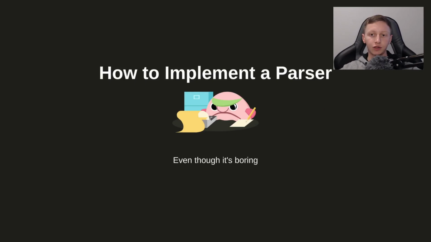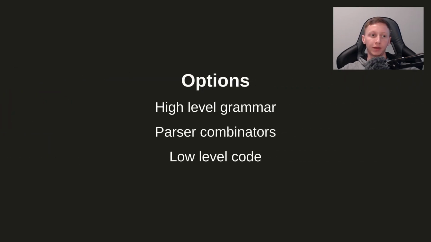Let's look at how to implement a parser. So when you decide that you want to write a parser for a new language, the first choice you're faced with is what are you going to use for doing that? And my massive oversimplification here is that you've basically got three options that cover a very wide spectrum. So on one end of the spectrum, you've got a high-level grammar.